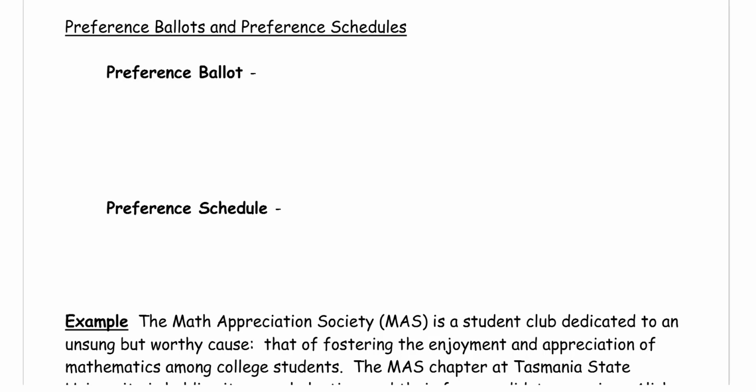In the maybe normal type of voting, you would write the candidate that you prefer the most down on a piece of paper, or sometimes you raise your hand for a particular candidate depending on the situation. So that would be a single choice ballot.